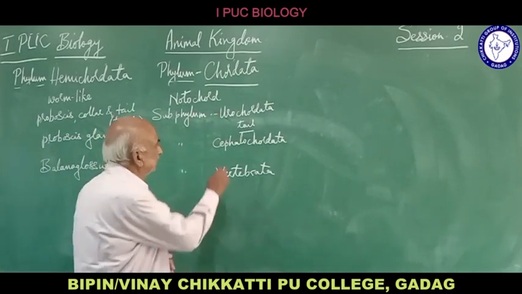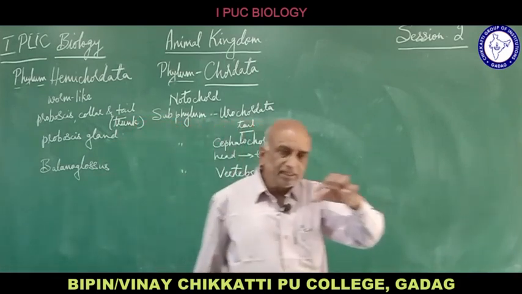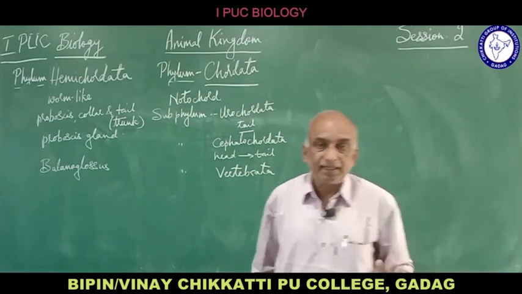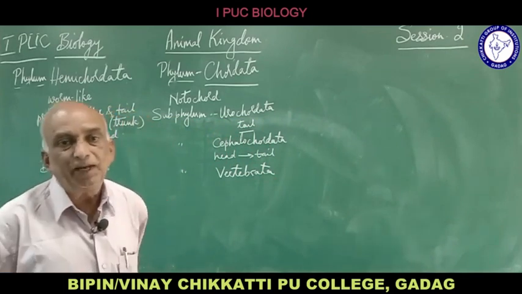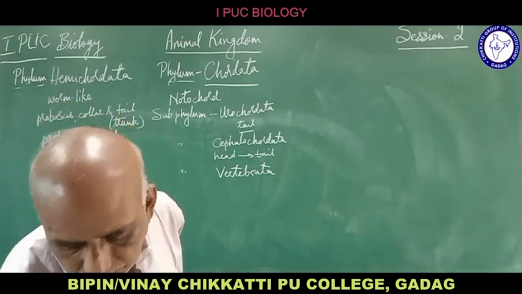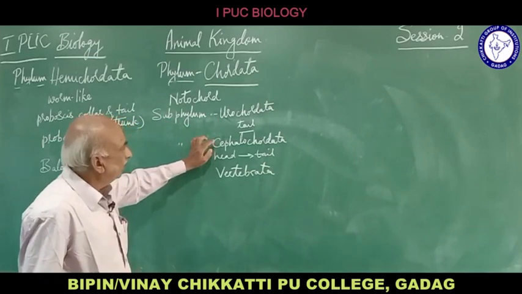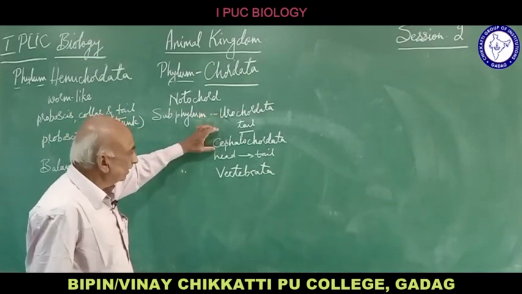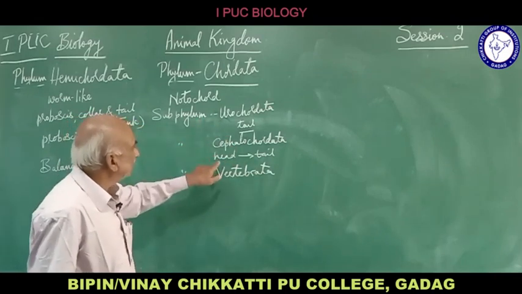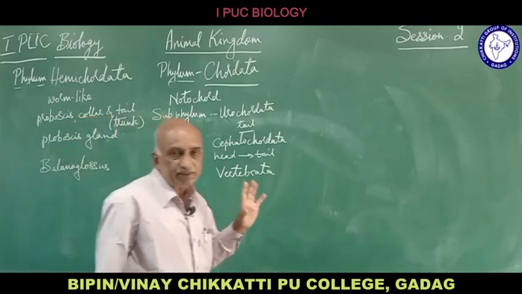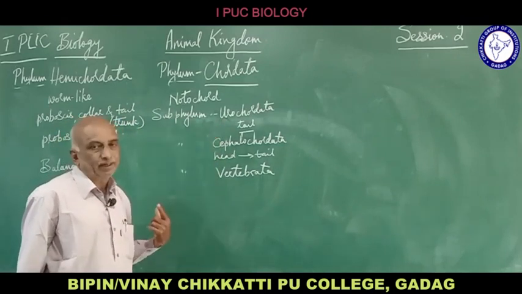Now in Cephalochordata, from the head region till the tail region, the notochord is present, and it remains throughout life. But in Urochordata it is short lived and present only in the tail region, and that is why it is Urochordata. Uro means tail, it is a Greek word, and cephalo means head. So from head to tail the notochord is present. Branchiostoma is the example of that group. On this single character these groups are divided.